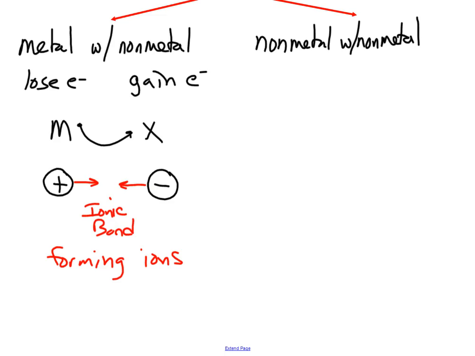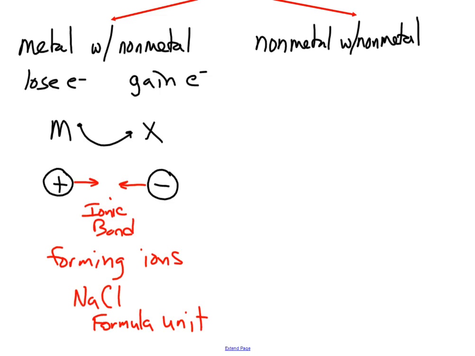So when I look at something like sodium chloride, sodium being a metal and chlorine being a nonmetal, the formula for that would be NaCl, and we refer to this as a formula unit. Okay, so the NaCl would be the formula unit.